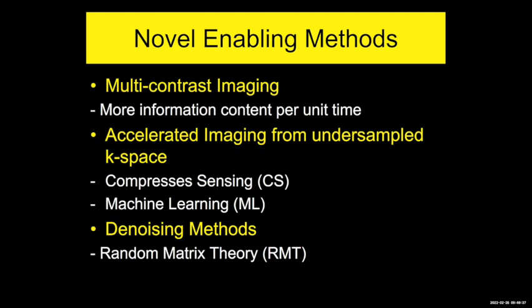And what are the tools we have that we can deploy to improve our image quality and decrease acquisition time? And I'm going to talk briefly about a few of these methods that we are exploring right now. One is the idea of multi-contrast imaging, so you can acquire more information content per unit time and acquire it more efficiently. And then we'll talk about a few methods of accelerating our acquisition and reconstructing from undersampled data using compressed sensing and machine learning methods. And then I'll briefly talk about one of the techniques that we've been using to denoise our images, again, allowing us to accelerate our diffusion-weighted imaging with a technique called random matrix theory-based reconstruction.